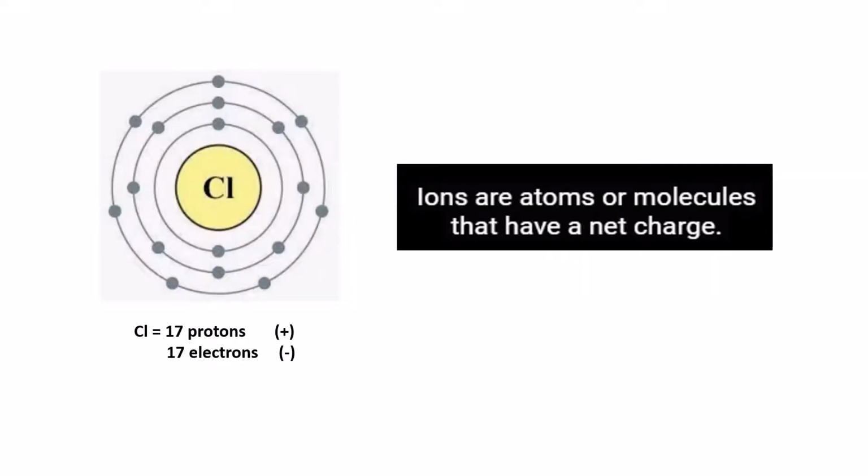In like manner, chlorine atom has 17 positive protons and 17 negative electrons. This is still equal to 0. That means there is no net charge. Therefore, this is not an ion.